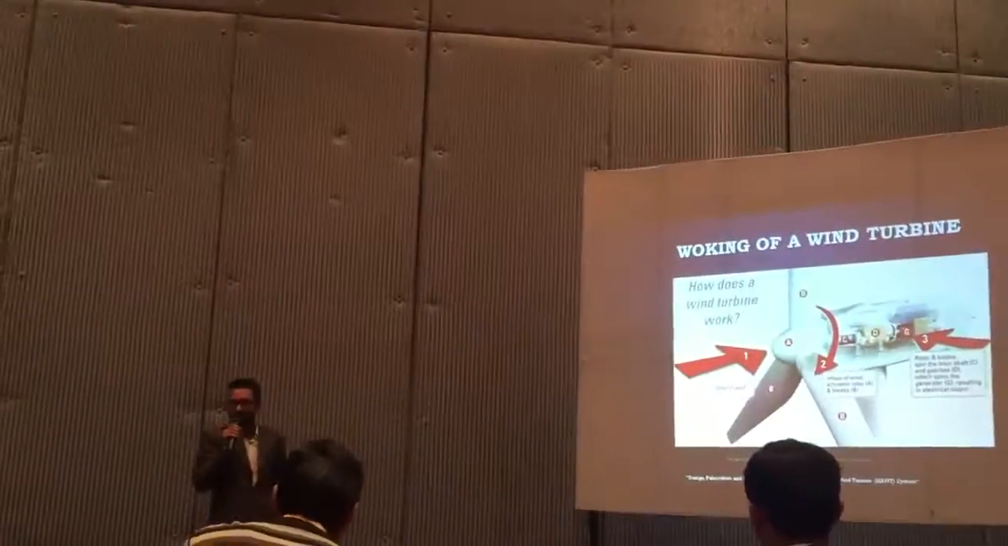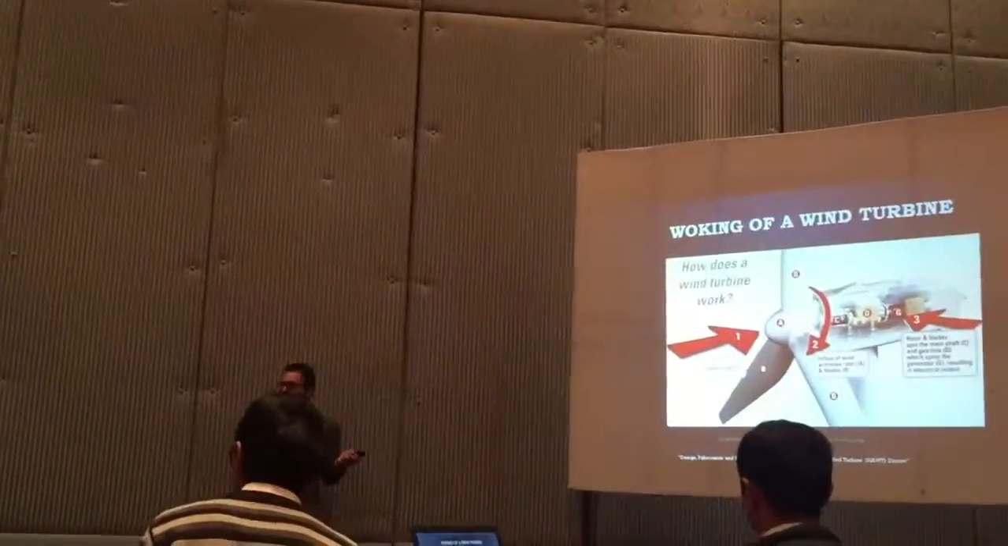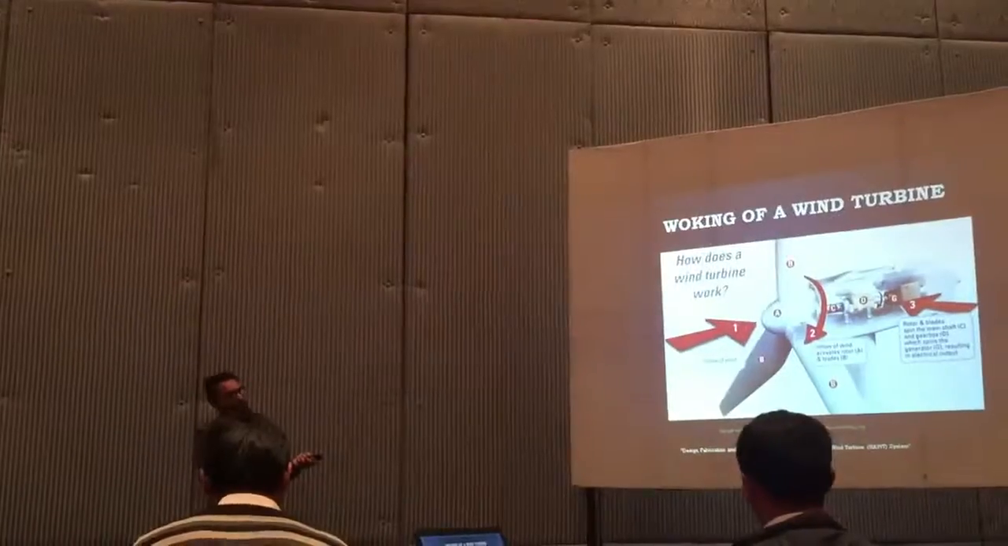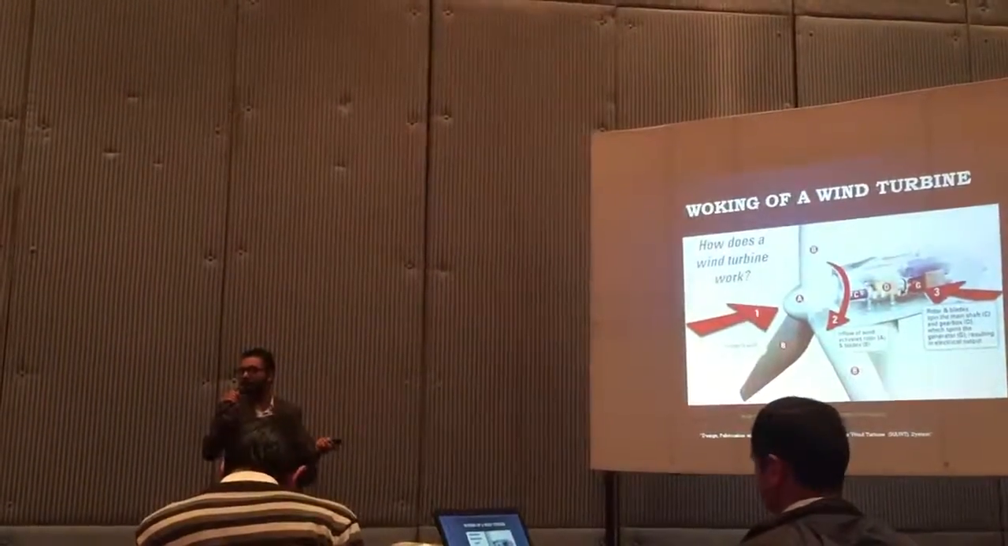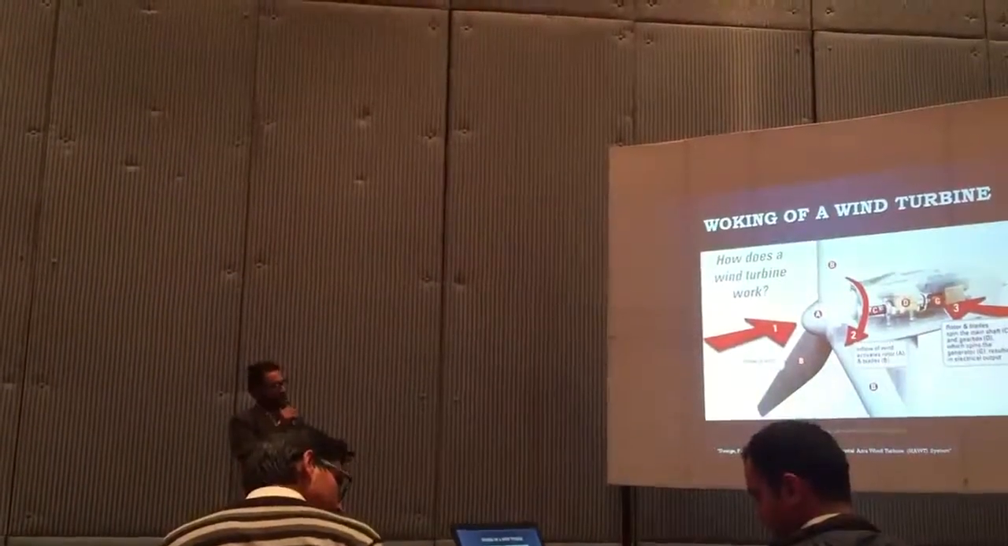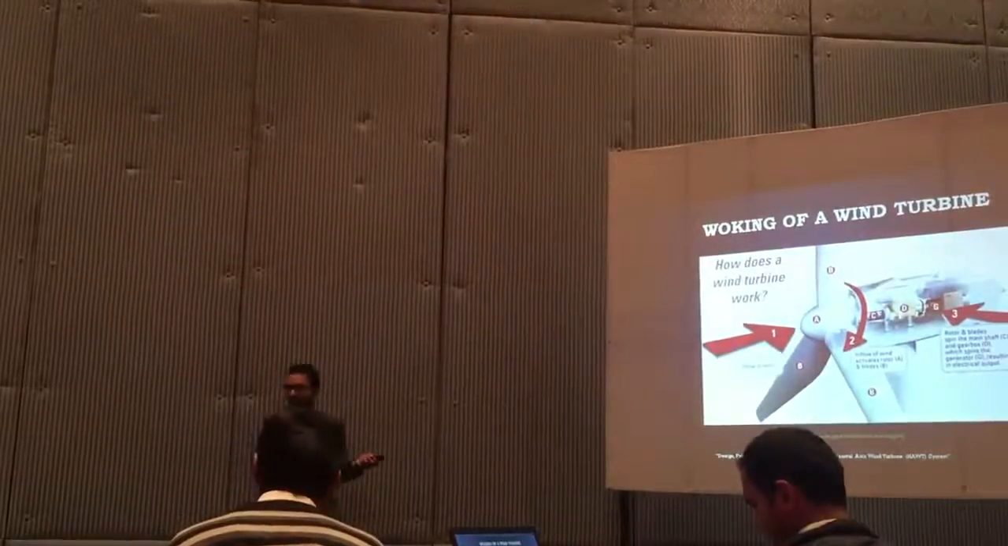This is the working of a very large wind turbine. For example, an onshore wind turbine requiring very high power actually has a gear system. So in our system there is an absence of the gear system.